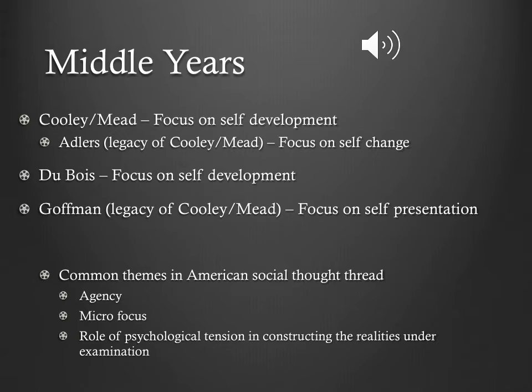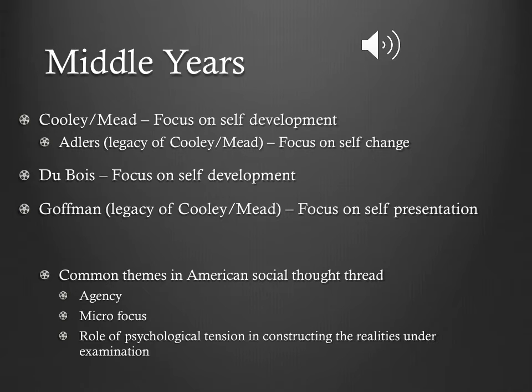And then we looked at Du Bois, like Cooley and Mead. His focus was on self-development, specifically the development of the second sense of self, the double consciousness, based upon the feedback African Americans were receiving during this middle year time period.